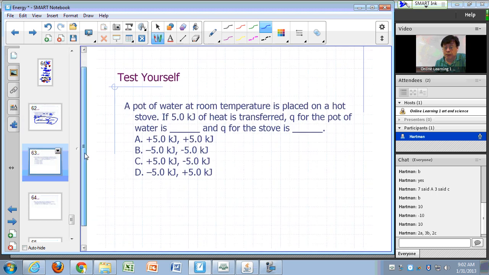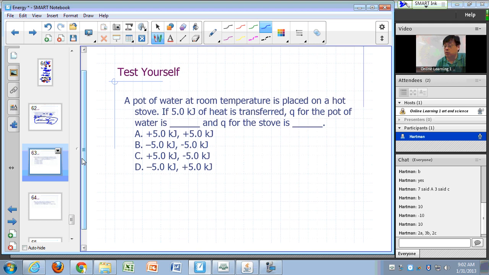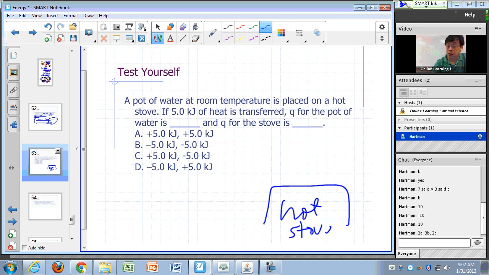All right, here's another one. A pot of water at room temperature is placed on a hot stove. So you have your hot stove, and you have your water here. 5 kilojoules of heat is transferred. What's Q for the pot and what's Q for the stove?